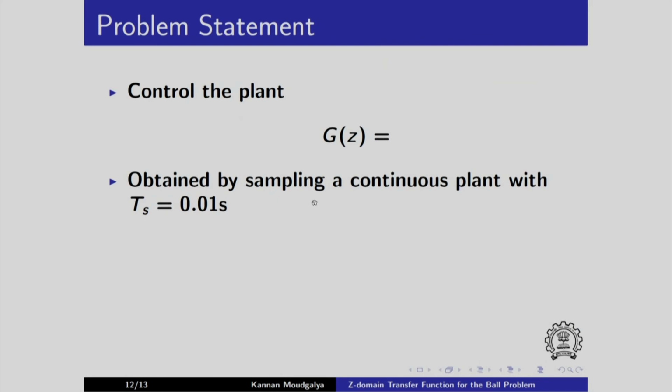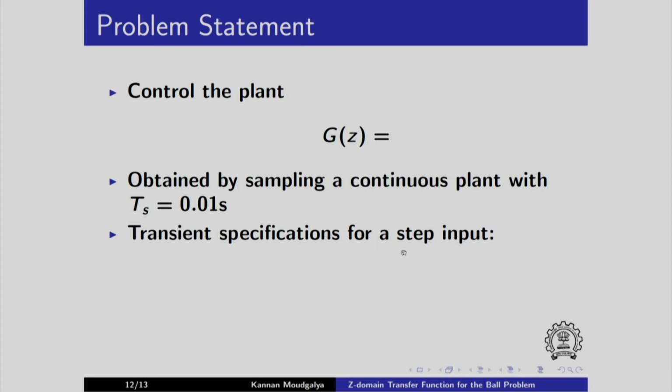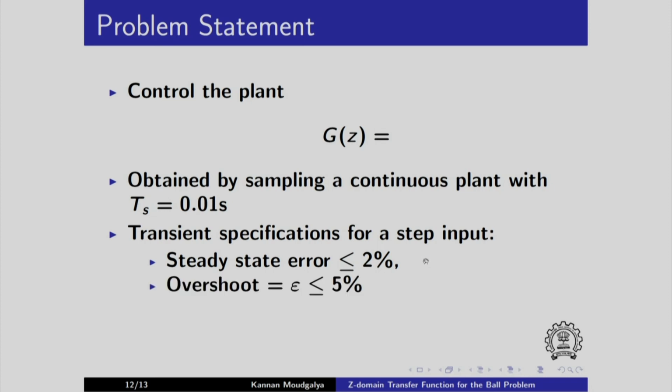So let us summarize the problem statement. We want to control this plant g of z obtained by sampling a continuous plant with Ts equals 0.01 s, and the transient specifications for a step input are now given by the user. We want the steady state error to be less than or equal to 2%. Of course, this is automatically satisfied by the choice of our error model. We are told now that the overshoot epsilon is less than or equal to 5%. Settling time is less than or equal to 50 seconds.